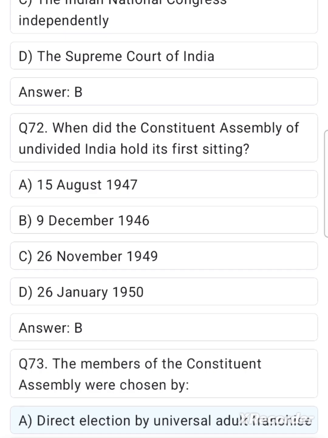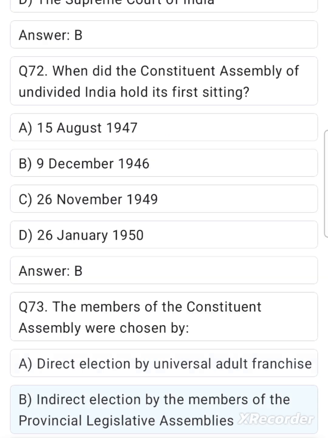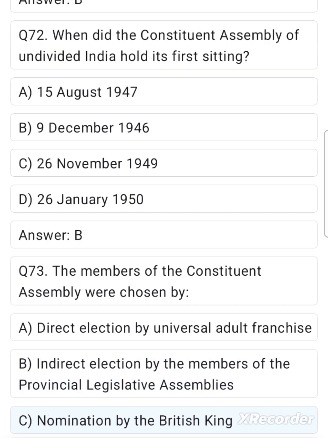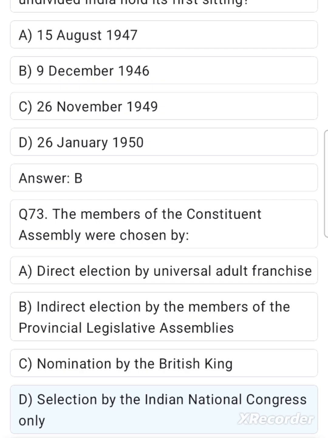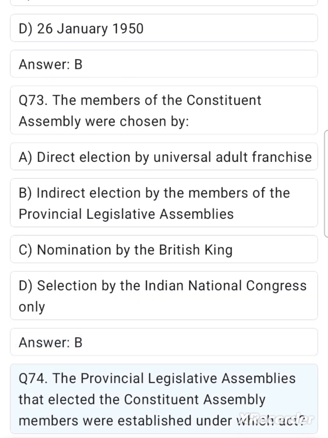Direct election by universal adult franchise. B. Indirect election by the members of the provincial legislative assemblies. C. Nomination by the British King. D. Selection by the Indian National Congress only. Answer. B. Q74. The provincial legislative assemblies that elected the Constituent Assembly members were established under which Act?